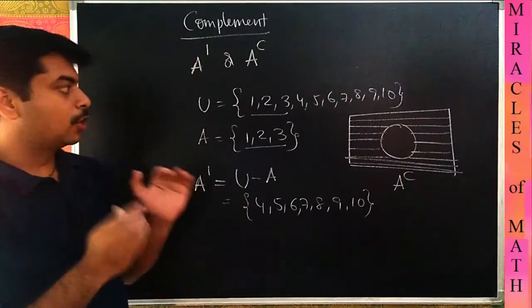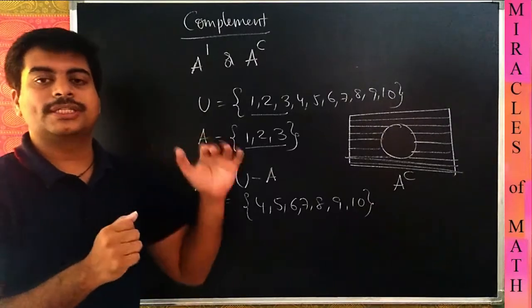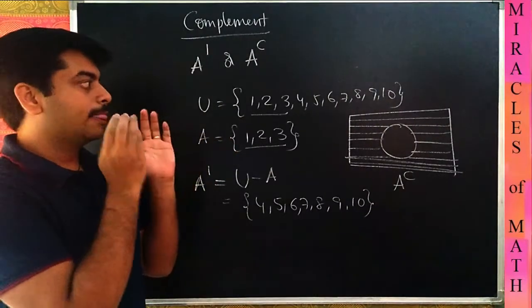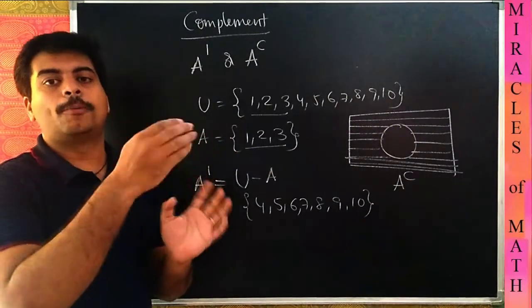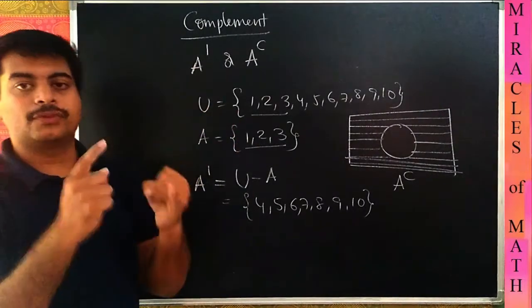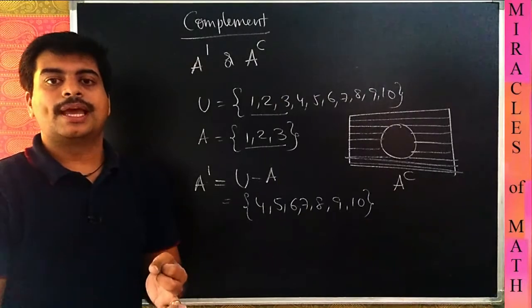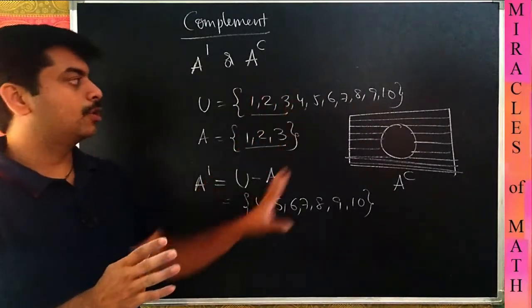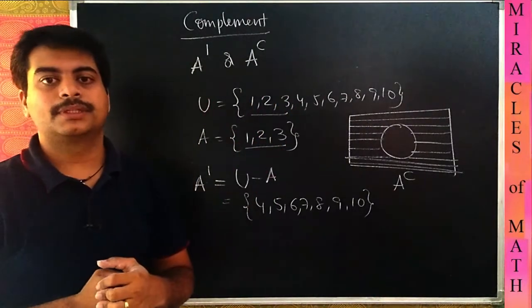Understood? So we will stop this lecture here. This lecture is only introducing the Venn diagrams linked with the operations of sets. In the next class, we will see some properties of union and intersection, and then we will see some problems based on all these Venn diagrams.